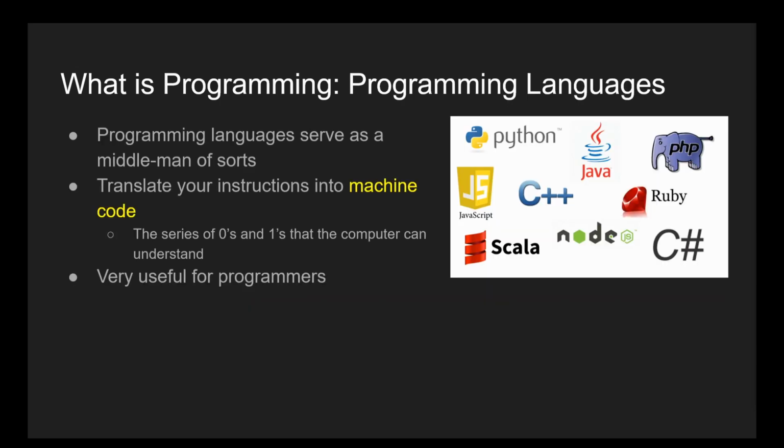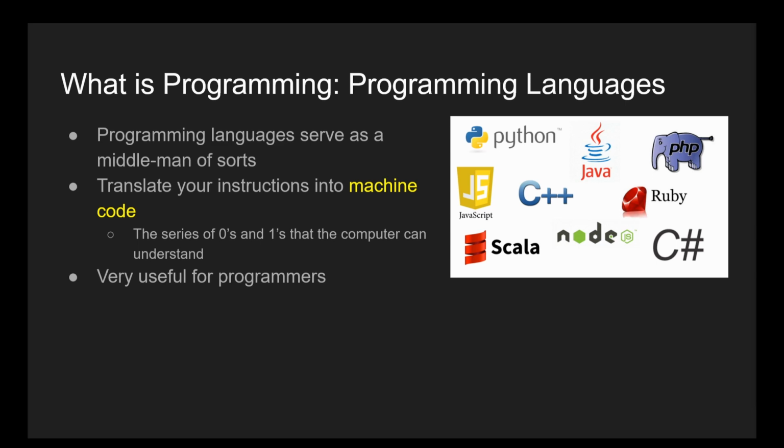This is where programming languages come into play. Programming languages are fundamentally a middleman for translating a program into machine code. These languages are much easier for humans to learn than machine code and are very useful for programmers.